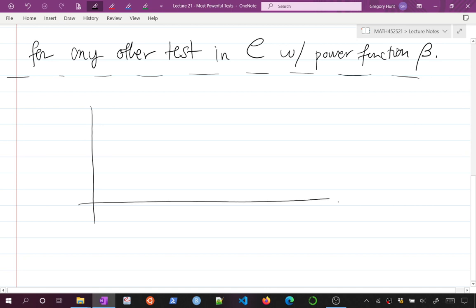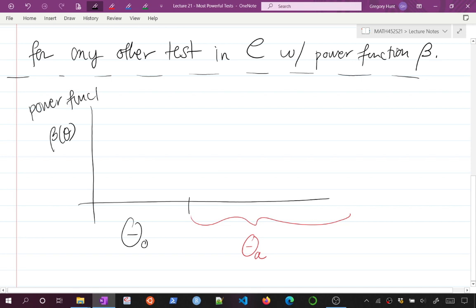So here I have x and y axes, and let's say generically that my null hypothesis is this part of the space, and my alternative hypothesis, let's write it in red here, this part of my space is the alternative. And on my y-axis, I'm going to measure my power, beta theta, and on my x-axis, of course, is theta. My power function is the probability of rejecting the null hypothesis at my different values of theta.